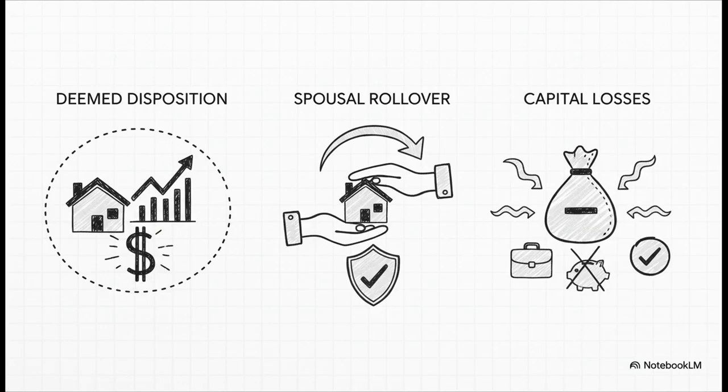But there's a really powerful exception called the spousal rollover. If property is left to a spouse or common law partner, it can be transferred at its original cost, which defers the tax. And even better, if there are capital losses in that final year, they become incredibly flexible. They can be used to offset not just capital gains, but any type of income, pension, employment, anything, in both the year of death and the year right before it.